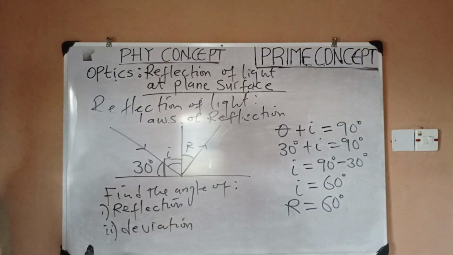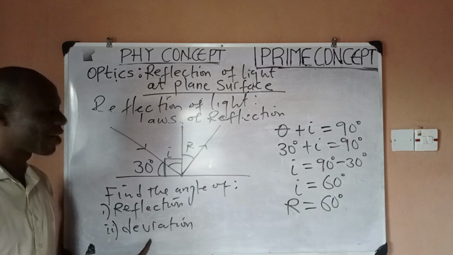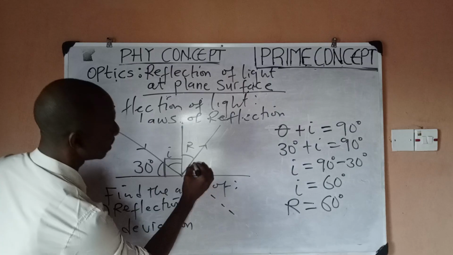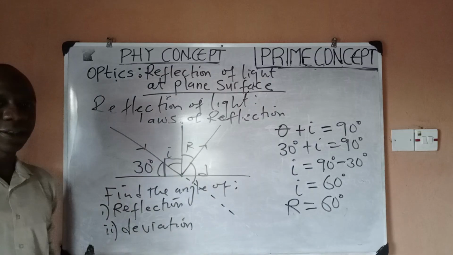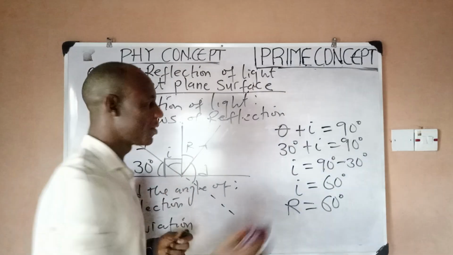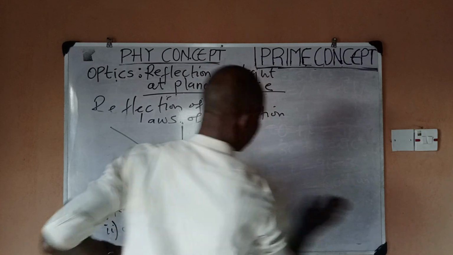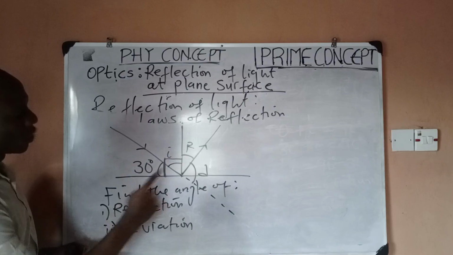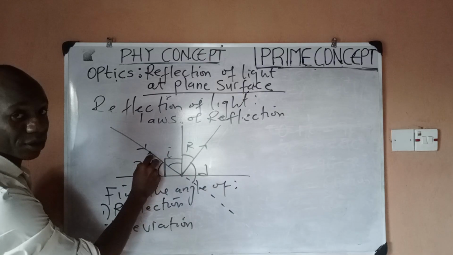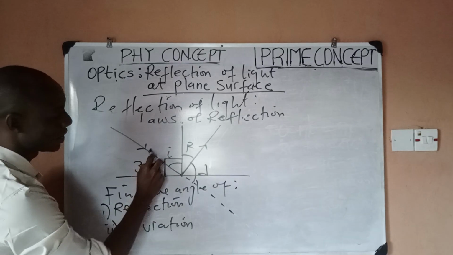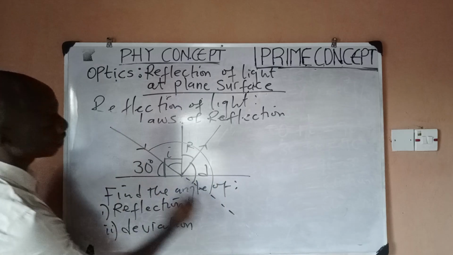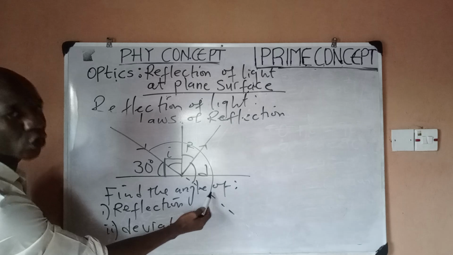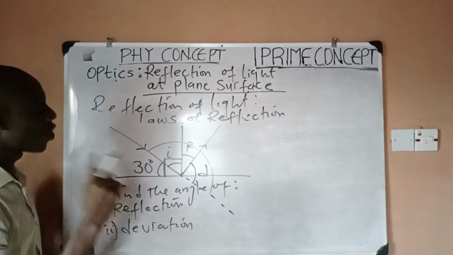The next part of the question says we should find the angle of deviation. So what is the angle of deviation? The angle of deviation is going to be this angle. How do we find it? Very simple. Now we want to find D. Follow this very carefully. You know that everything like this is a straight line, so it should add up to 180 degrees.